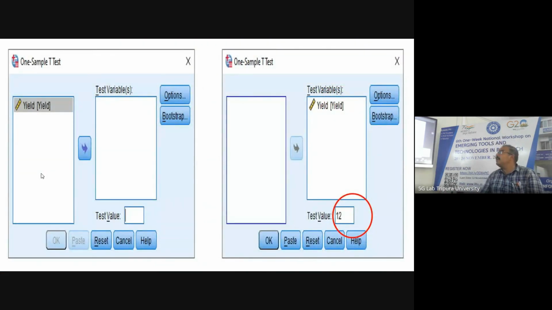Again, for the one-sample test, you will get this dialog. You have the data on yield. You will go to Test Variables and shift this yield into the test variables, and automatically the test value is 12. That has been given, that the average will be 12.